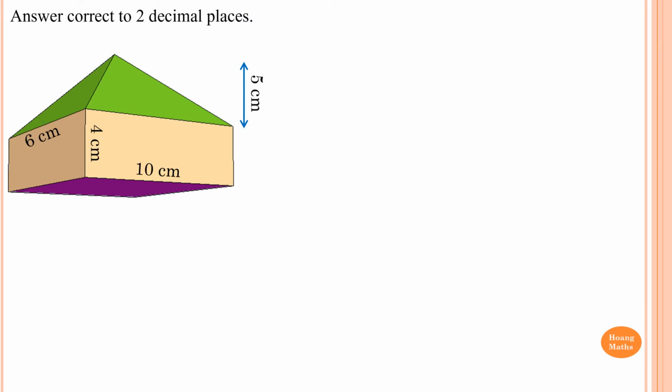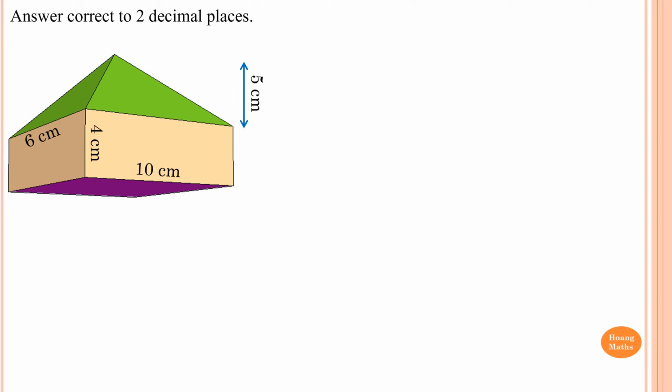If you think you can find the surface area of this solid, please pause the video and try it yourself. Otherwise, just watch how I do it. Now the most difficult part is to find the area of the top, which is all the triangles. So we do that one first.